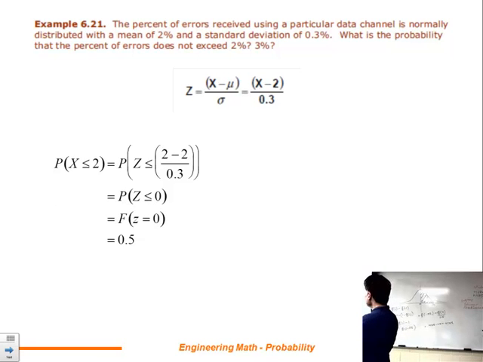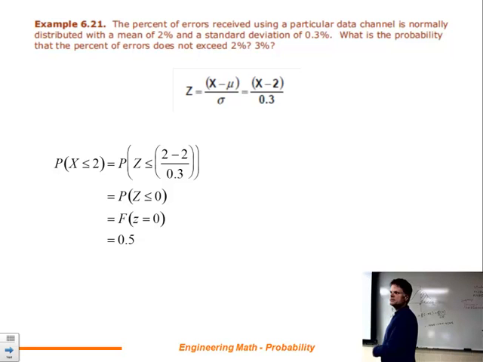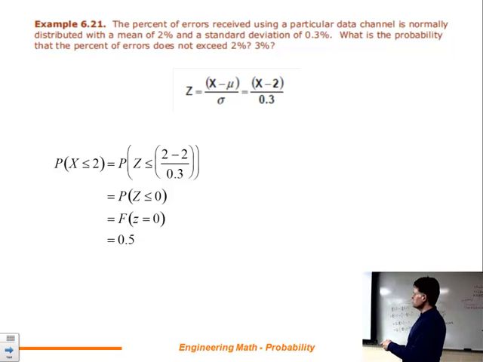So the probability that x is less than or equal to 2 is the same as the probability that z is less than or equal to 2 minus 2 over 0.3. Well, that happens to be 0. So the probability that x is less than or equal to 2 is the same as the probability that z is less than or equal to 0, which is the cumulative function at 0, which we know is 0.5. So it's always a 50-50 chance that you're less than the mean.